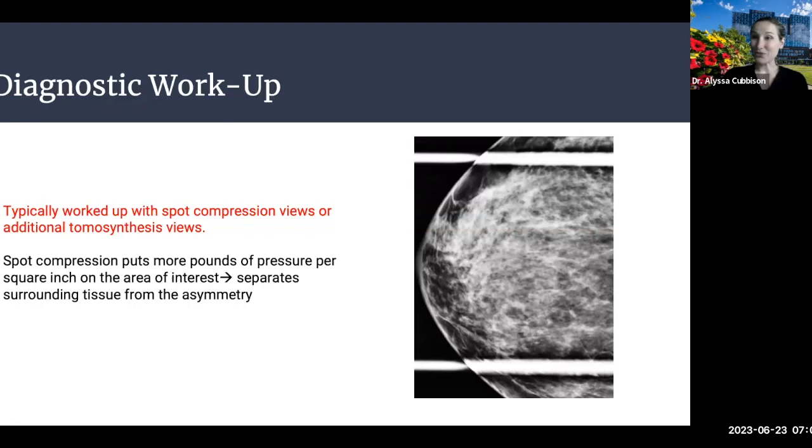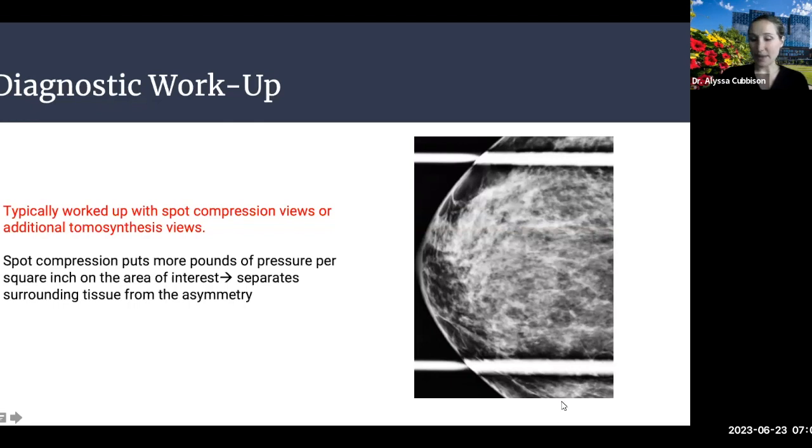What's a spot compression view? For those of you that have not spent much time in the mammography world, it basically puts more focal pounds of pressure on the breast in the area that was found to represent where the asymmetry was. This is an example of a spot compression view. We can see these are the two paddles that we have.